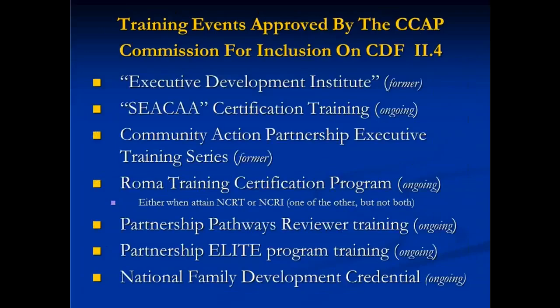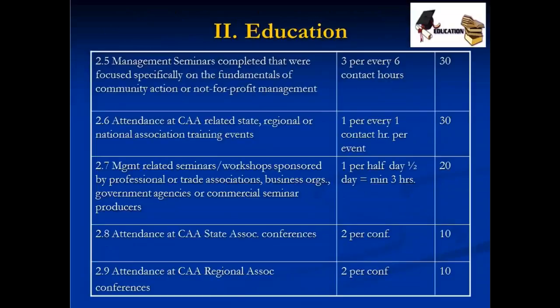Let's go back up to sections. I suppose that would count as a 2.6, don't you think? I would suggest go ahead and put it there. This is one contact hour, and it is certainly a National Association training event. That's interesting. I'll remember this question, and I'll use it as an example.